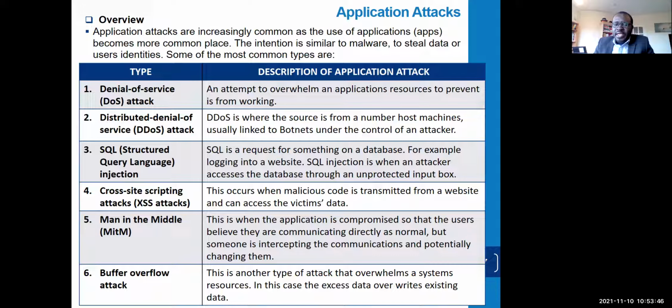We also have cross-site scripting attacks. They normally occur when a malicious code is transmitted from one website and can access the victim's data. Some of them are interrelated, but they have their specific ways in which they work. Then we have the MITM, man in the middle. The man in the middle is where the application is compromised totally. You see that everybody can log in. Users think they are communicating normally, but actually someone is intercepting their communications and changing them.